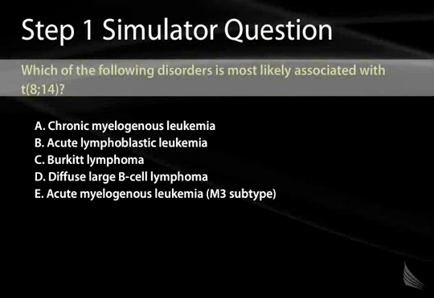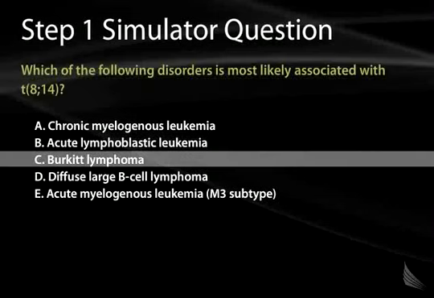Well, we talked about chronic myelogenous leukemia in a prior lecture having a translocation involved, but that's more of the 9;22 translocation. Acute lymphoblastic leukemia, probably not going to have that specific translocation present. Is it going to be diffuse large B-cell lymphoma? We talked about the translocation that takes place there, that's the 14;18. And acute myelogenous leukemia, the M3 subtype, probably not going to be the case. So let's look back and see if Burkitt's lymphoma is going to give us translocation 8;14. It sure does. So this is most likely going to be a Burkitt's lymphoma.